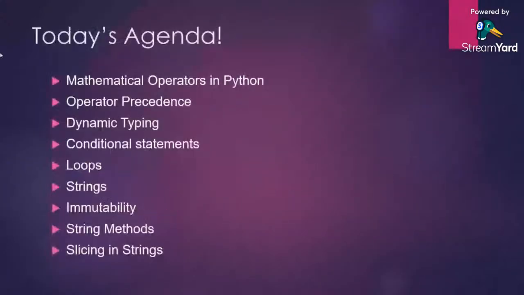Okay. So in today's agenda, as I've already mentioned, we'll be discussing the mathematical operators and the operator precedence. We will also be discussing what dynamic typing is about. Don't get scared. All these words look really big, but if you just look into it, it's quite simple. So you don't have to worry about it. And conditional statements, the loops, and also, as I told, strings, string methods, and slicing.